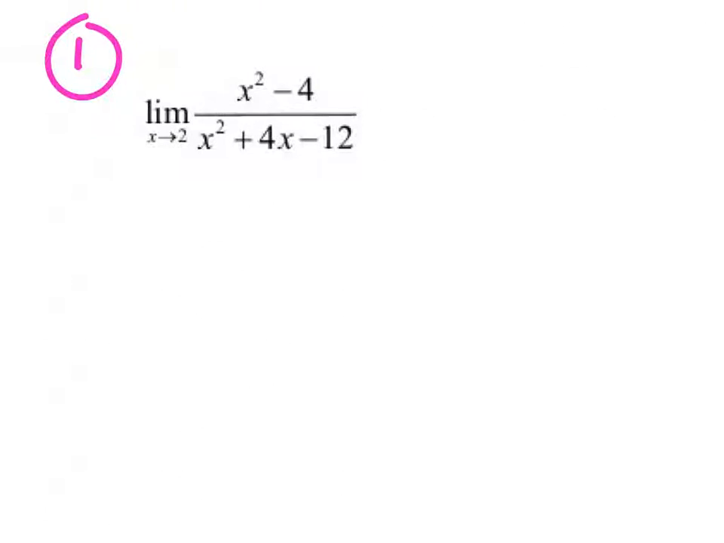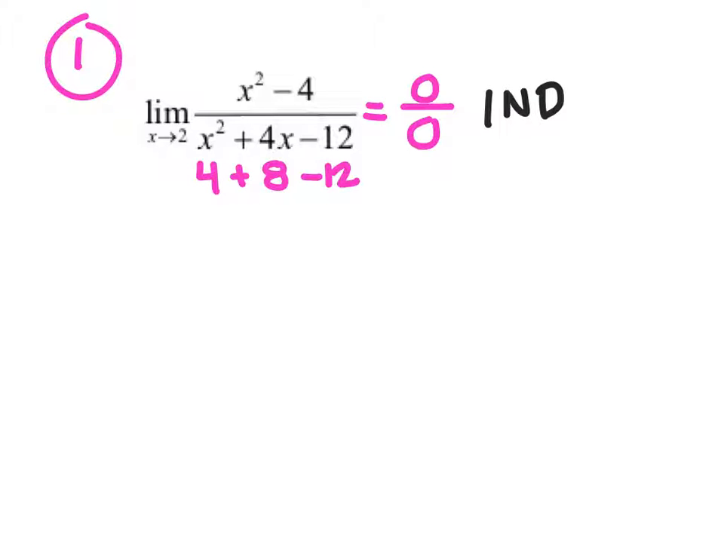The limit as x approaches 2 of x squared minus 4 over x squared plus 4x minus 12. So direct instinct should be try direct substitution. So I'm going to substitute this in. 2 squared is 4, 4 minus 4 is 0. So I'm going to get 4 plus 8 minus 12, and 12 minus 12 is 0. So again, I want to be clear, this is not, does not exist as a multiple choice, and this is not 0. This is indeterminate.